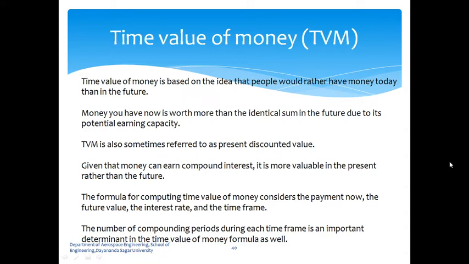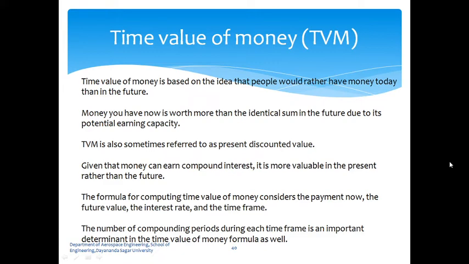So money you have now is worth more than the identical sum in the future due to its potential earning capacity. And to add some more understanding, suppose you have 100 rupees today and after 1 year you have the same 100 rupees. These two are different values. Why? Because suppose the same 100 rupees, whatever you are having today, if you put it into some investment or even in the bank, it will accumulate some interest, and by the next year, probably you will get more than 100 rupees. Suppose there is a 10% interest rate from the bank.